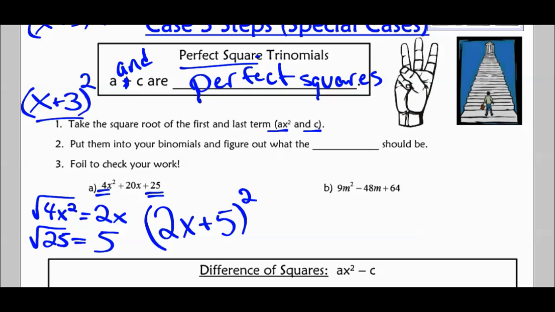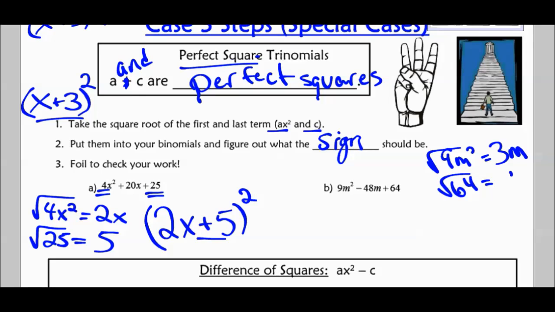Can we fill in that one blank? So we're going to figure out what the sign should be. This is a positive because all of these numbers are positive. This one's going to be a negative because the middle term is negative. What's the square root of 9m squared? 3m. What's the square root of 64? 8. That is our combination that's going to work.